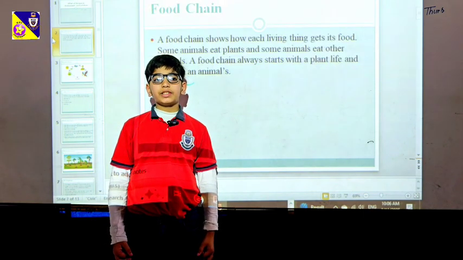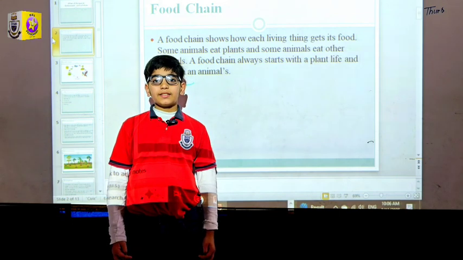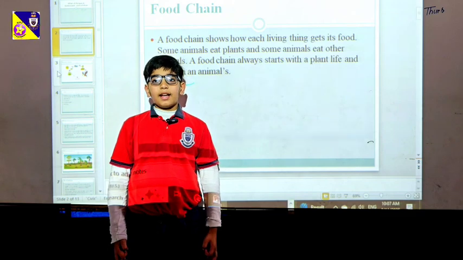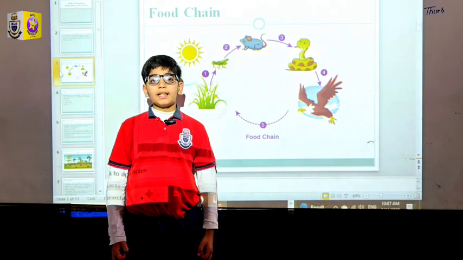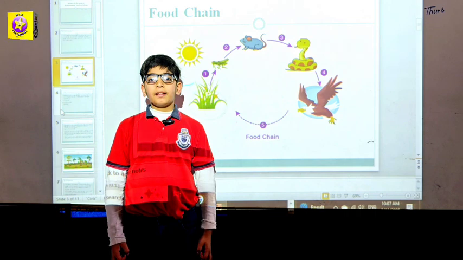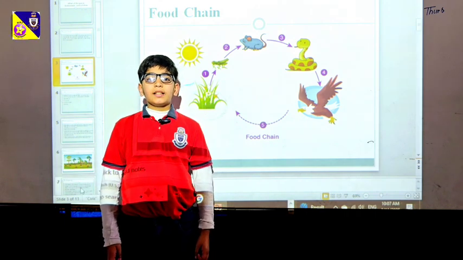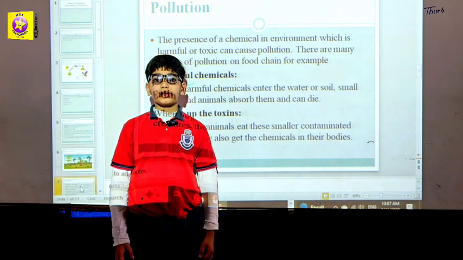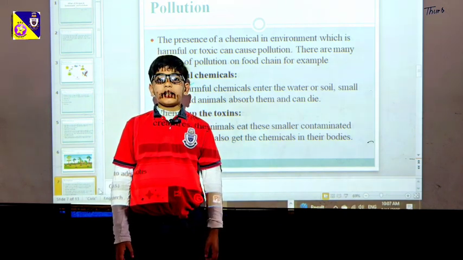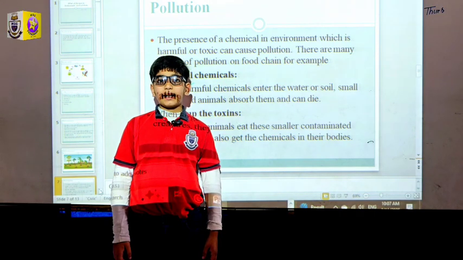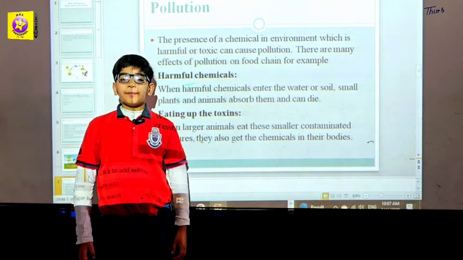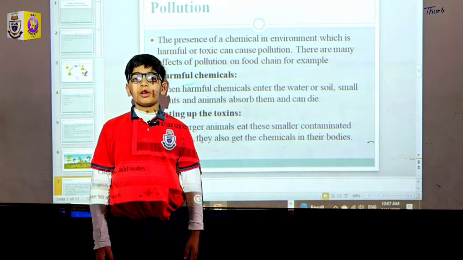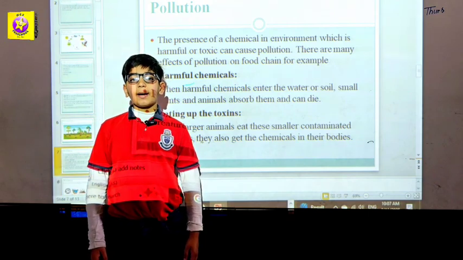Food chain. What is a food chain? A food chain starts with plant life and ends with an animal's life. Some animals eat plants and some eat other animals. There are many effects of pollution on the food chain, like eating up the toxins. When the bigger animals eat small animals, they also get chemicals in their body.